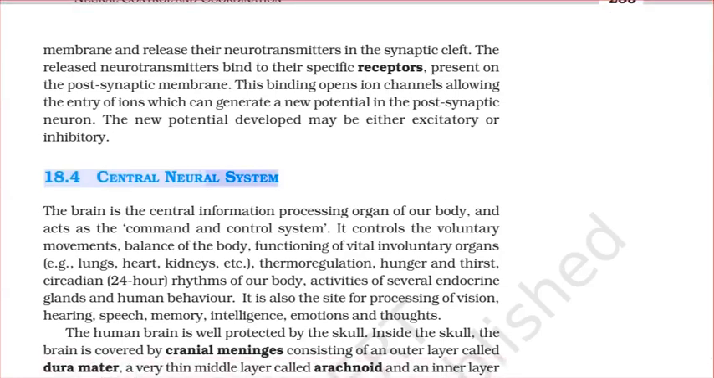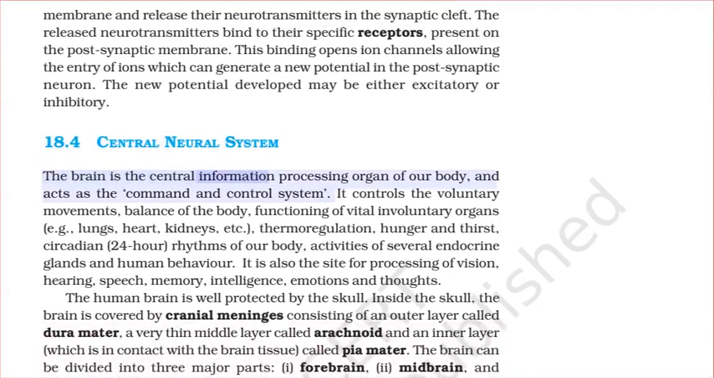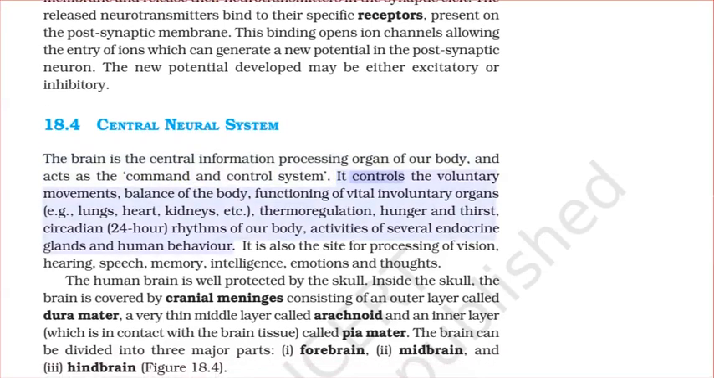Central neural system. The brain is the central information processing organ of our body and acts as the command and control system. It controls the voluntary movements, balance of the body, functioning of vital and involuntary organs, for example, lungs, heart, kidneys, etc., thermoregulation, hunger and thirst, circadian 24-hour rhythms of our body, activities of several endocrine glands, and human behavior.